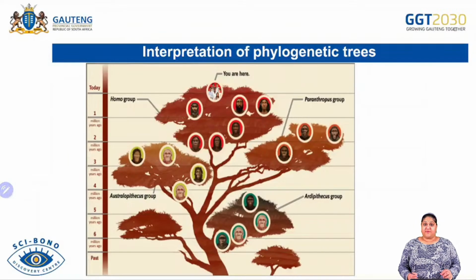So this is now the interpretation of the phylogenetic tree, and here we have a simplified diagram of the phylogenetic tree, and you can see where we sit here at the top. So here we have a common ancestor down here, and how speciation occurred and how we branched off and how we basically developed characteristics to become the species that we are today.